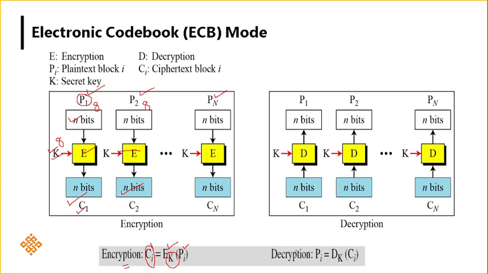Okay? In case of decryption, take the first ciphertext, C1, the first block of ciphertext, decrypt with the key, then you will get back the plain text of the first block. Again take the second block of ciphertext, do the decryption with the same key, you will get the second block of plain text. Like that you can convert all the ciphertext back into your plain text. So this is known as electronic codebook.